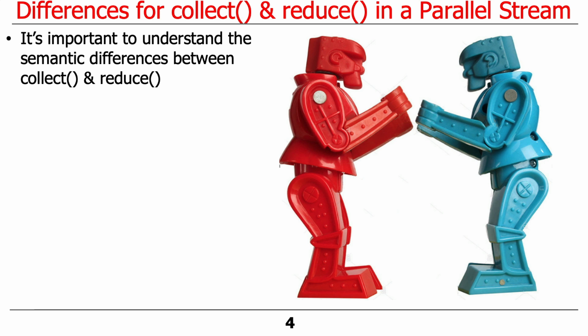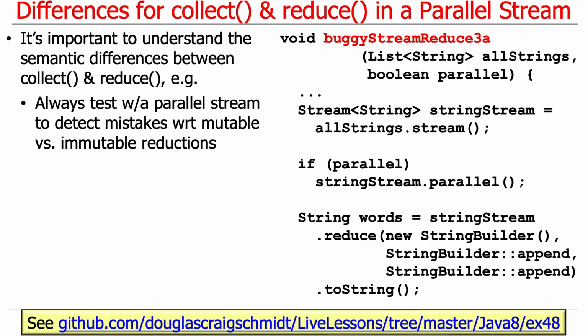So always remember the difference between collect and reduce. One way to remind yourself of this is, even if you don't plan on using parallel streams, you might want to run your code with a parallel stream to test to make sure you get sensible results. And you'll see how this works out when we look at the test case here in a second. So here's an example. We're going to look in more detail at this example shortly that is buggy.